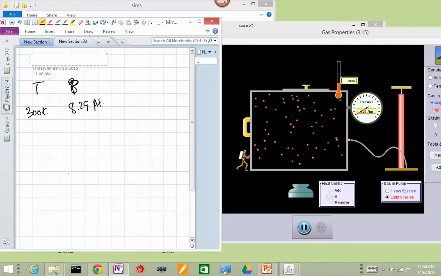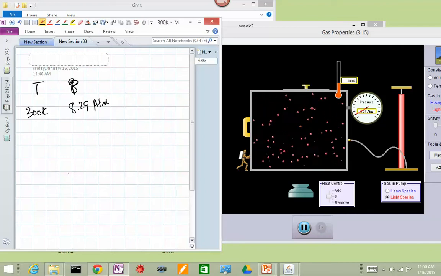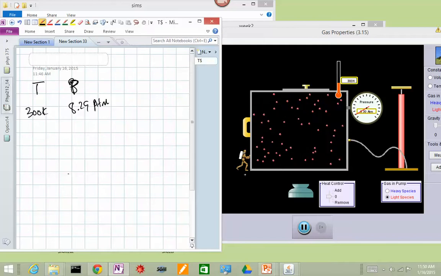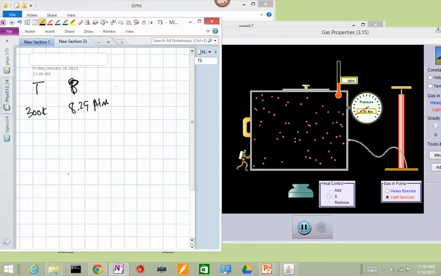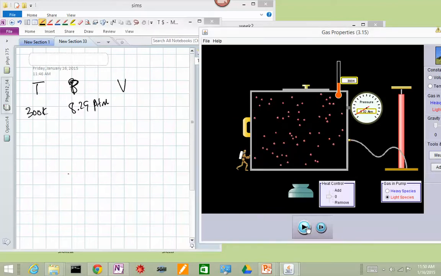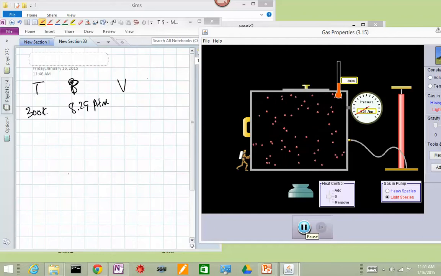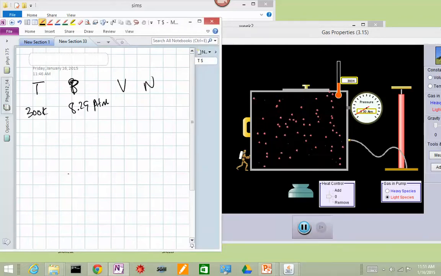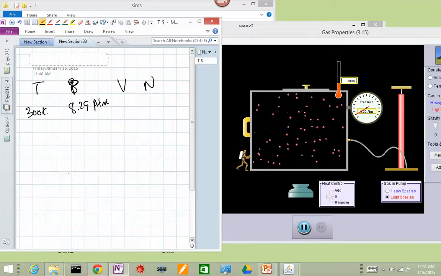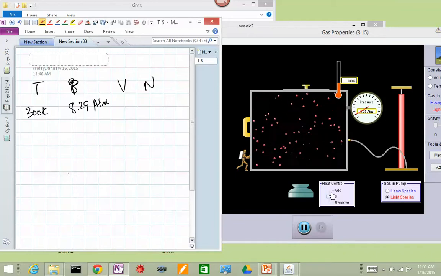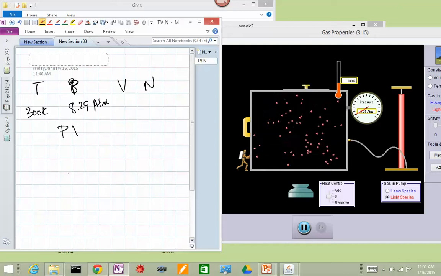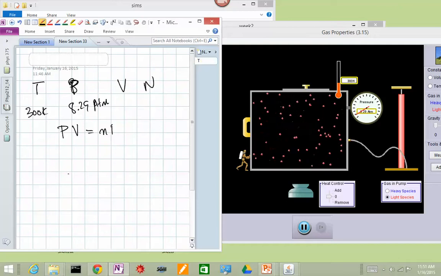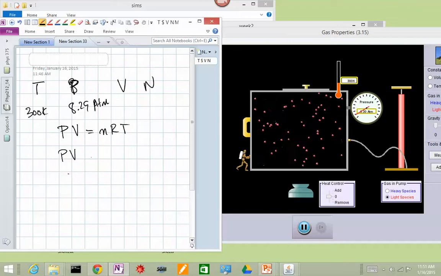The pressure is 0.29 atmospheres, and the volume is given by the volume of this container here, and then the number of particles, which we can count. I'm not going to count them, but you can count them. Those are the four quantities that you can measure. So let's change, for instance, the temperature. Before we do that, remember that these four quantities are related by either this equation or this equation.